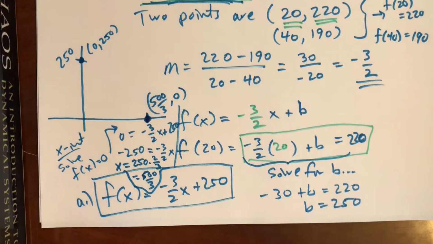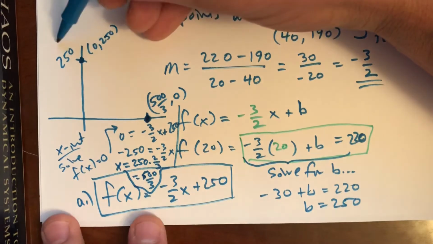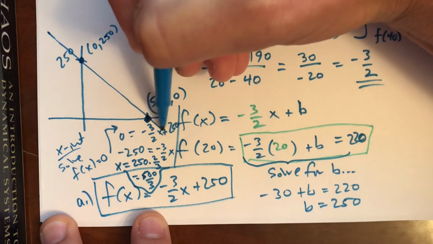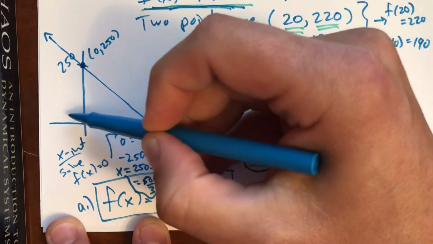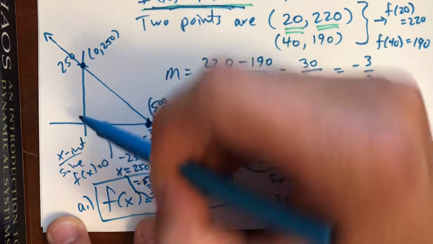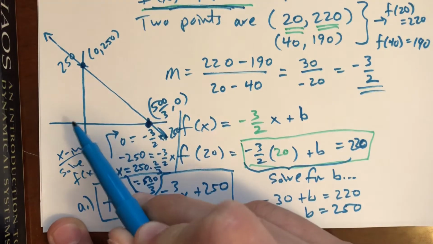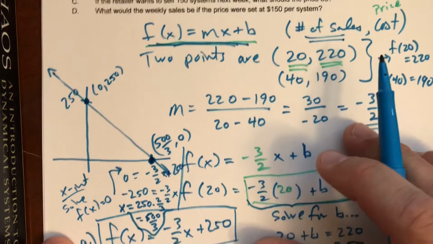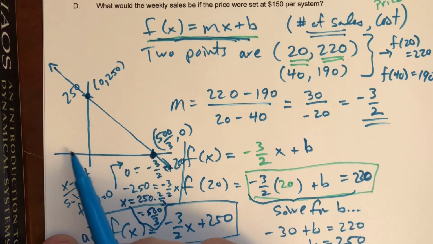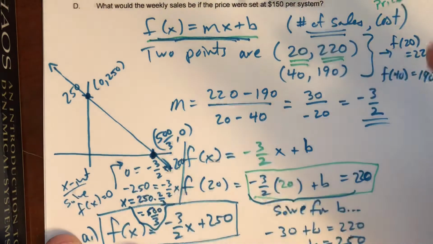If we're asking what the applied domain is, the linear function that we just wrote looks like that. If we're over here with our X values, that would mean that the number of sales would have to be negative. Remember that X values are a number of sales. So here in the negative region with our X values, that would be a negative number of sales. That would mean that we're giving away units. Instead of selling them, we're just saying, hey, here you go.